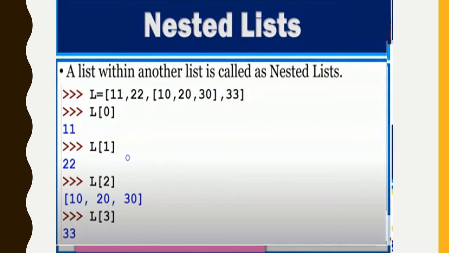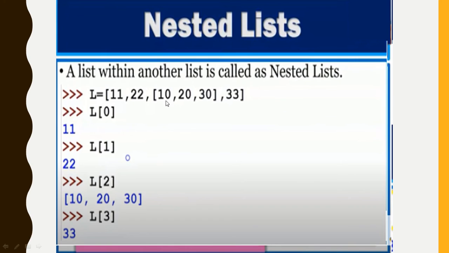Now comes the nested list. A list within another list is called a nested list. L equal to 11, 22. So you can see here. If I ask you how many elements are in this list, 1, 2, and this list is 3, and this is 4. There are only 4 elements. L of 0 means 11, L of 1 means 22, L of 2 means this entire sublist will be displayed, and L of 3 means 33. Hope you understood about the nested list.